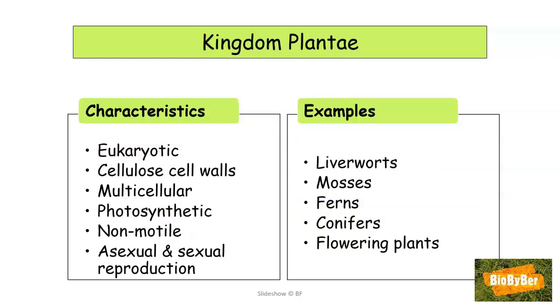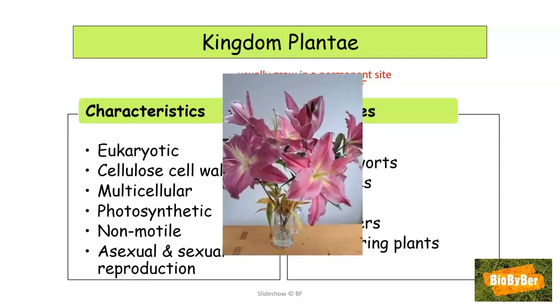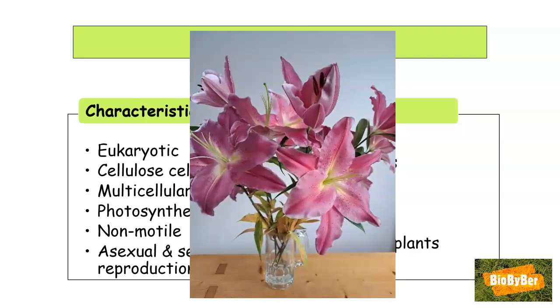Now the next kingdom is kingdom Plantae, which is basically the kingdom of plants. A plant is an organism that usually grows in a permanent site. It doesn't move about the place. Now, it's the kingdom of plants. It is not the kingdom of flowers. Flowers are kept in a vase. Plants grow out in nature. Some of them happen to produce flowers, but there are plenty of other plants that do not produce flowers, so the word flower should not be used in connection with plants.